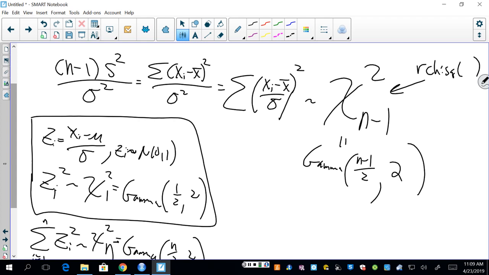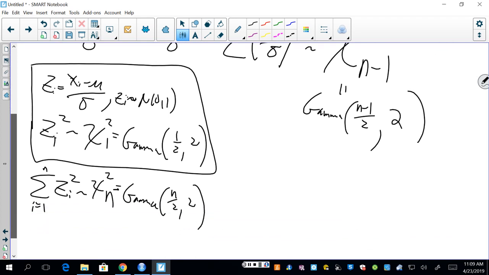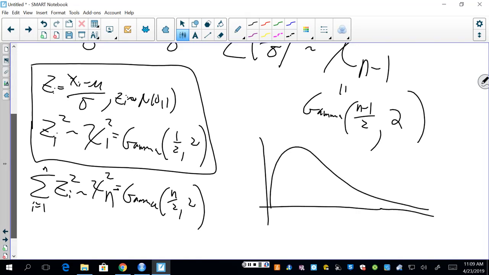What does chi-square look like? The chi-square distribution looks like this. The chi-square distribution, the sum of degrees of freedom, is a positive random variable that goes up like this. On the handout is an example of a chi-square table. It's on the back of the first page.